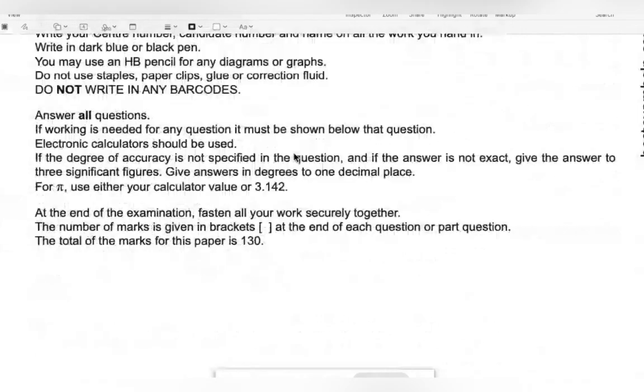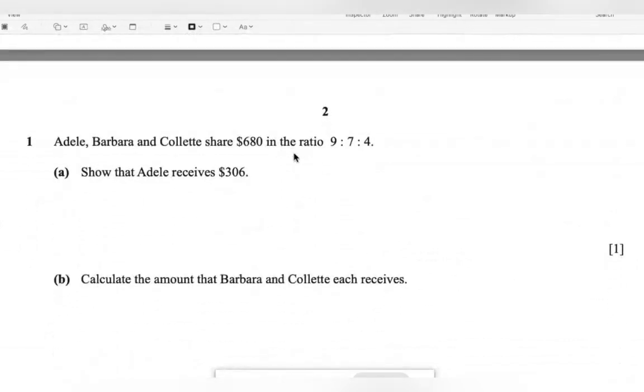Now, the first question says, Adele, Barbara, and Colette share $680 in the ratio of 9 to 7 to 4. Show that Adele receives $306. So this is a ratio question. Every bright student should be able to do this. It's just 1 mark. It's cheap.